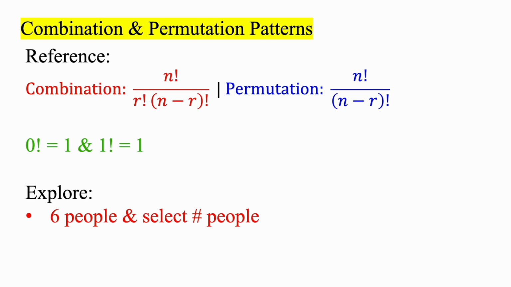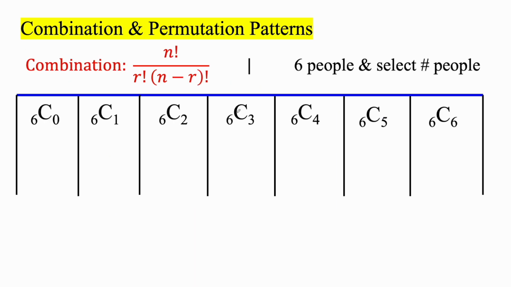Okay, in this video, we're going to explore combinations and permutations, and we're mainly looking at patterns. So let's begin. The formula for combination is this, and the formula for permutation is this. As a side note, 0 factorial is 1, and 1 factorial is also 1. We're going to be exploring 6 people where you select a certain number of people, and we're going to do each one. First we'll do combination, and then we'll do the exact same thing for permutation.